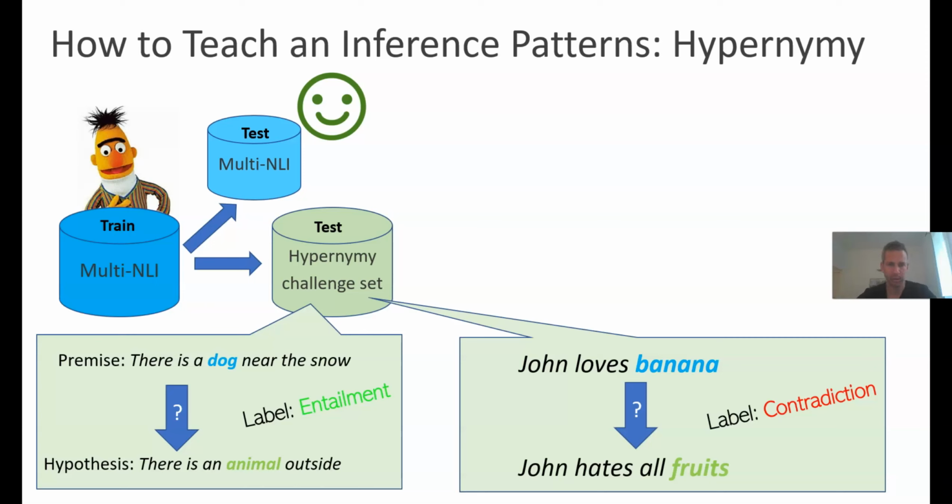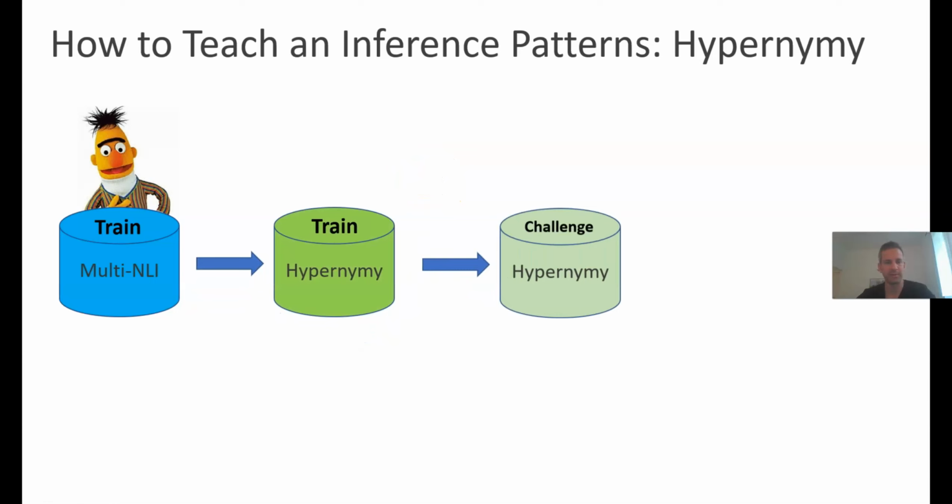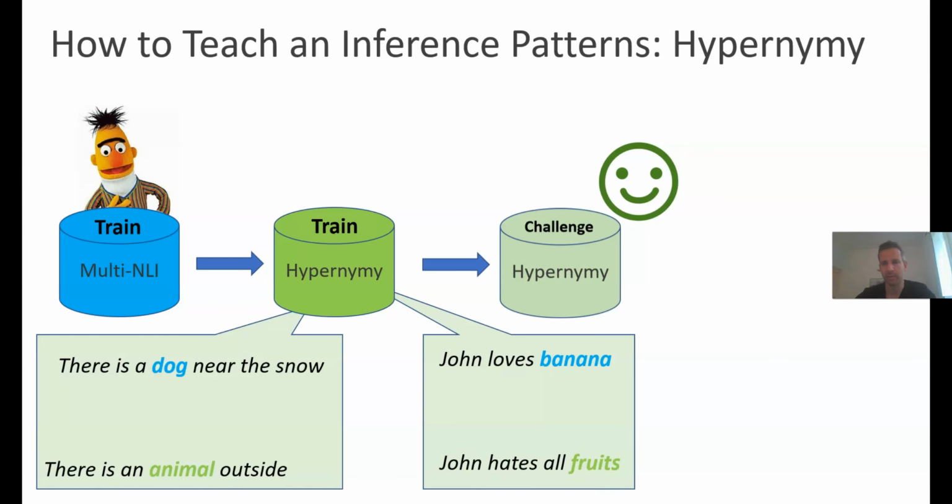So if we take our model that was only trained on multi-NLI and probe it for its knowledge of the hypernymy phenomenon by testing it on such a challenge set, the result will significantly drop. To fix that drop, we can expose the model to a small number of examples from the same distribution, in this case examples involving the hypernymy phenomenon, thus teaching the model to address this phenomenon. So the model may have learned various specific rules relating to hypernymy, such that dogs entails animals in upward monotone sentences, or fruit entails banana in downward monotone sentences.